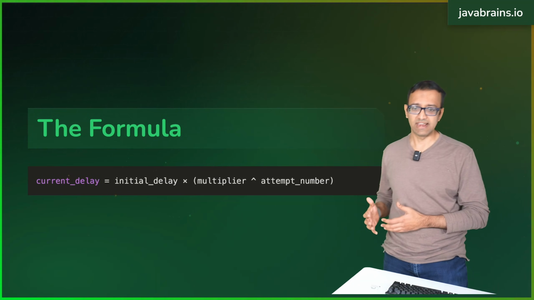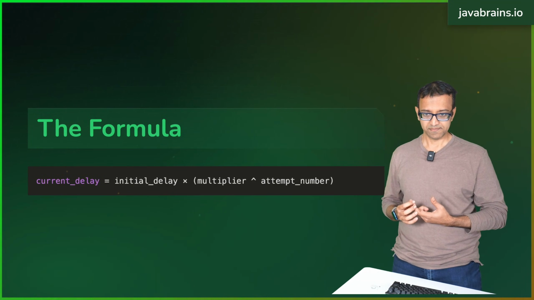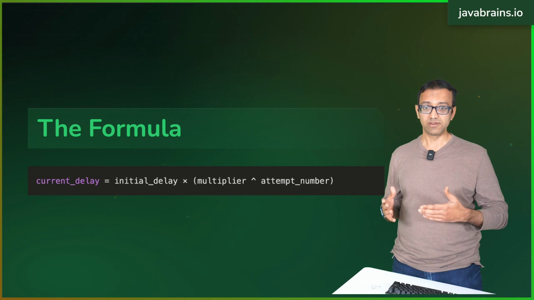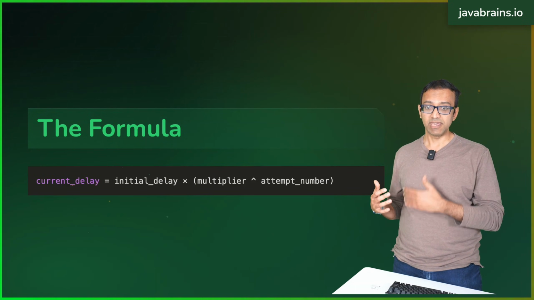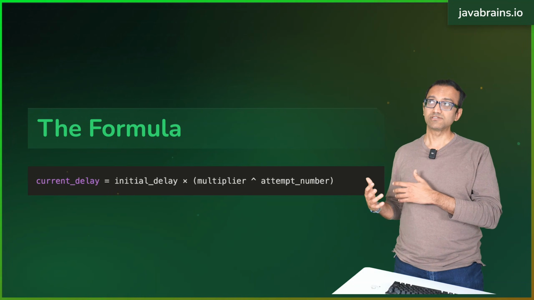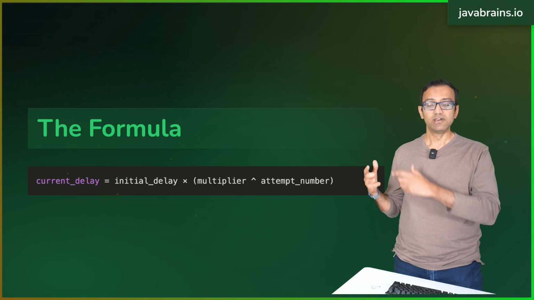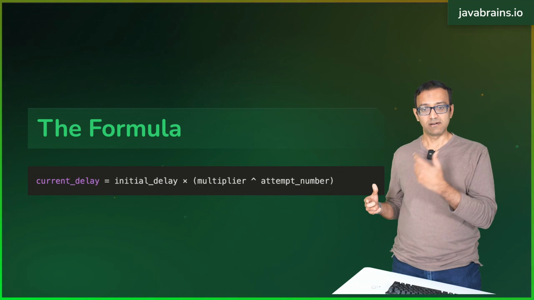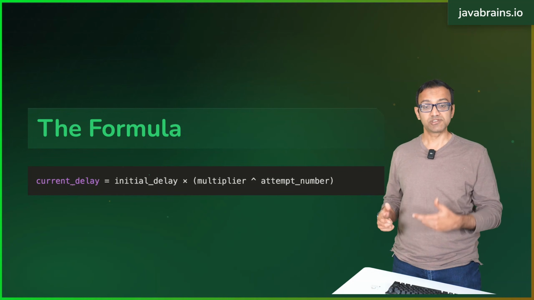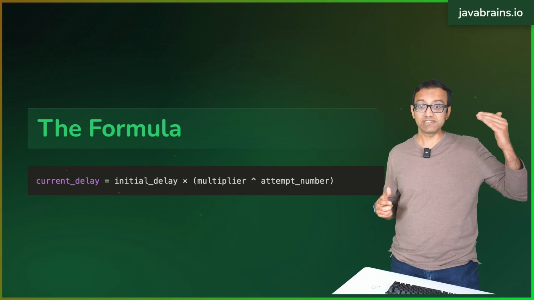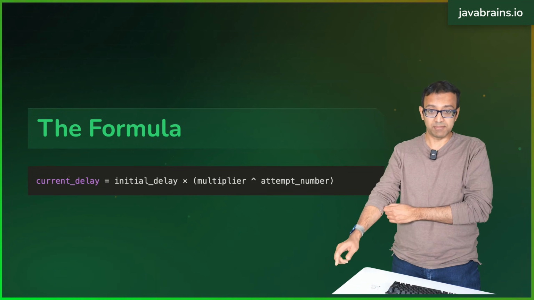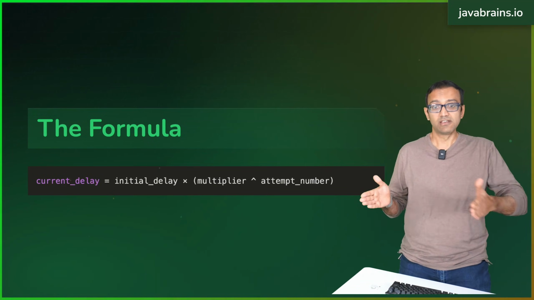Now if the initial delay is 1 second and the multiplier is 2, the first time it is going to be a 1 second delay. The second time it's going to be 2 seconds delay. The third time it's going to be 4 seconds delay. Exponential, right? Multiplier, exponent, attempt number. Exponentially it's going to get slower and slower.